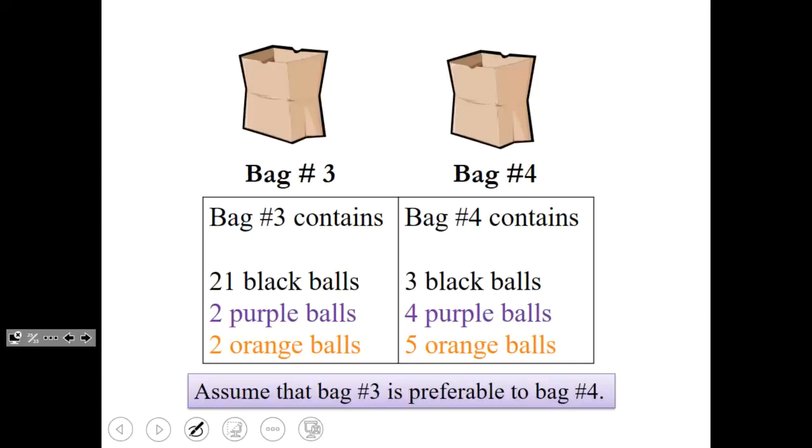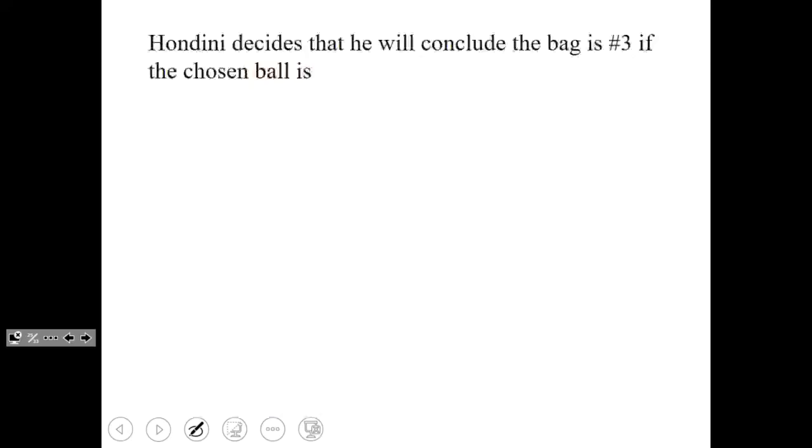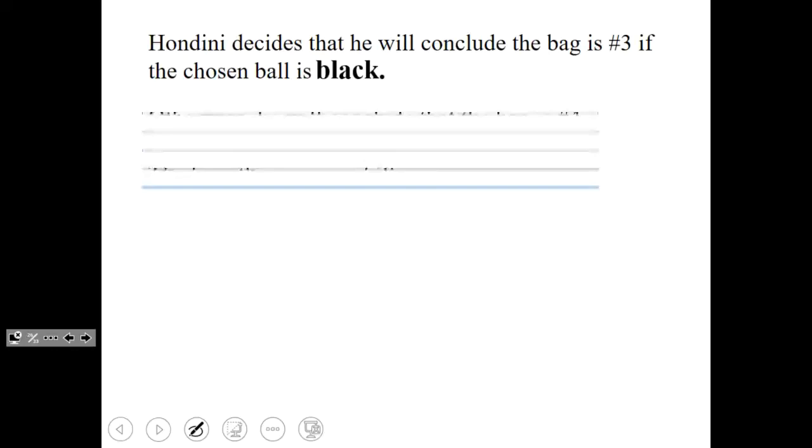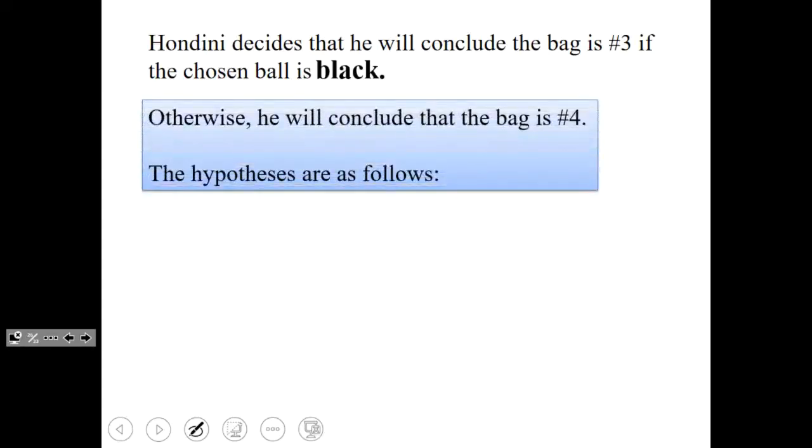If bag 3 is preferable to bag 4, then we should choose a way that he's going to decide which bag he has. And the way in this one is pretty obvious. It's going to be picking a black ball out of the bag. He's much more likely to get a black ball in bag 3 than in bag 4. It's a very easy way to tell the bags apart. So if he pulls that black ball, he's going to say it's bag 3. Otherwise, he has bag 4.